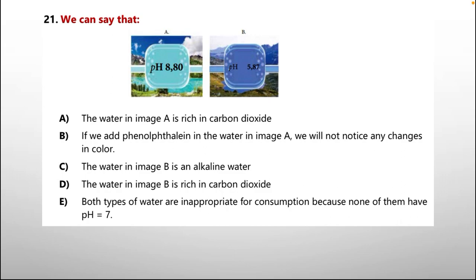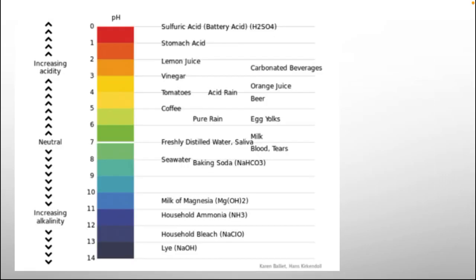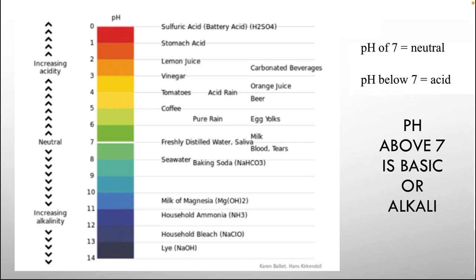We are going to interpret every option one by one from the next list. But first of all, we have a chart of pH values, and you can easily check that pH from 0 to 7 is acidic and 7 is neutral. Afterwards it is alkaline or basic. So a pH of 7 is neutral, a pH below 7 is acidic, and a pH above 7 is basic or alkali.